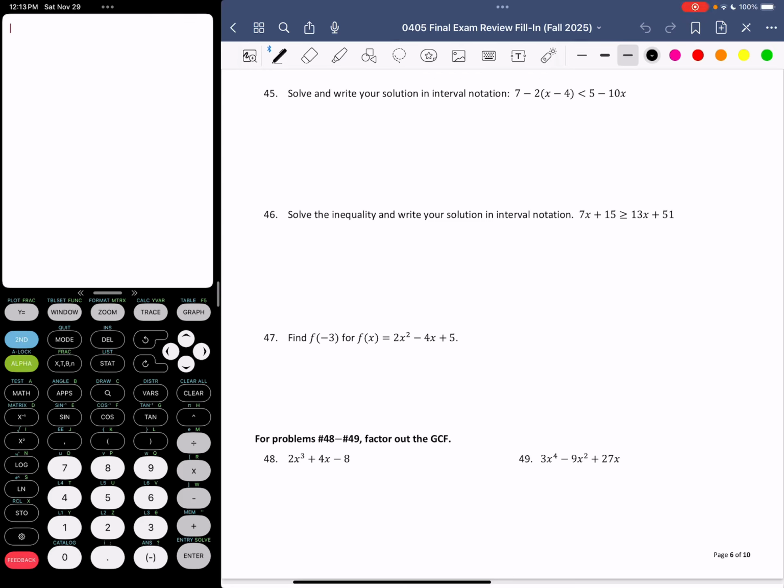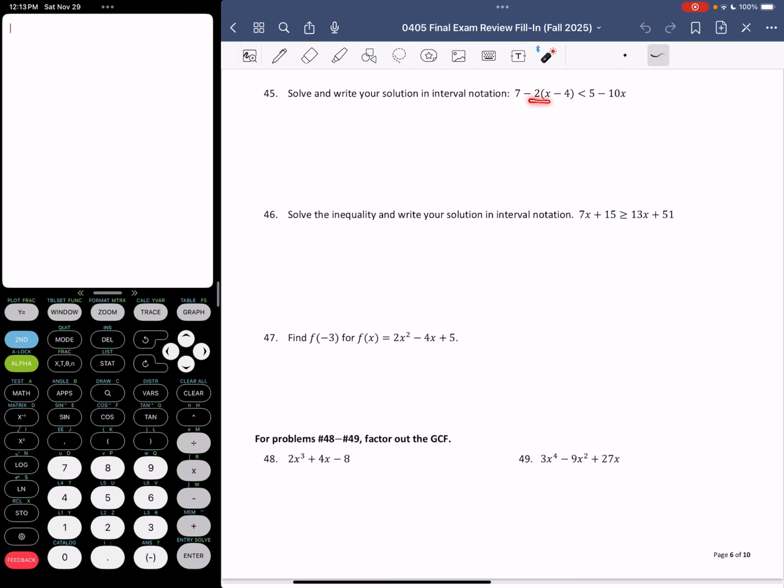All right, this is question 45, and it says to solve and write your solution in interval notation. So I know this can be a little bit tricky, but when you see 7 minus 2 here, I know you want to subtract that, but don't do it. Ooh, man, I banged my screen here. Don't do it. I got real intense.